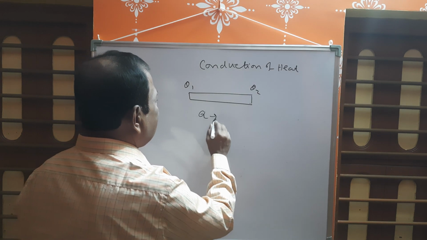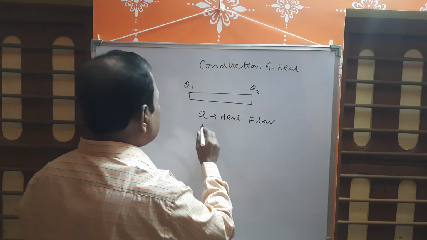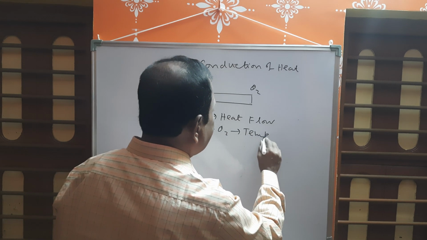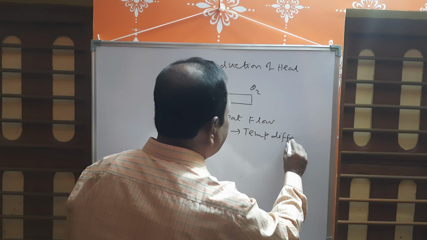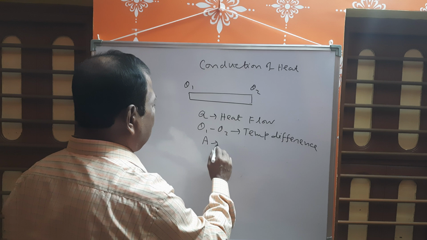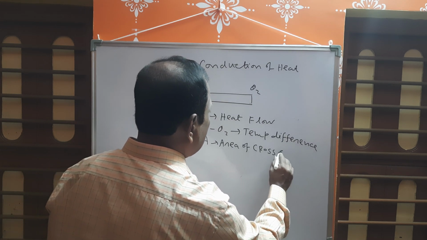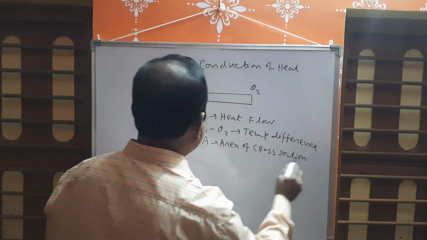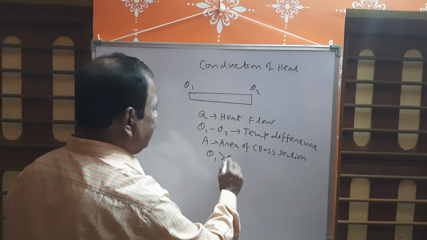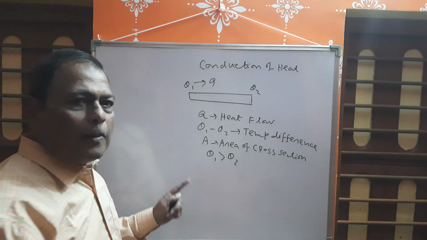Q is the heat flow. Theta 1 minus theta 2 is the temperature difference. A is the area of cross section. Q is the heat flow, and temperature theta 1 is greater than theta 2. So heat flows like this.